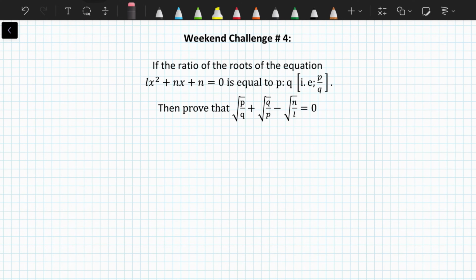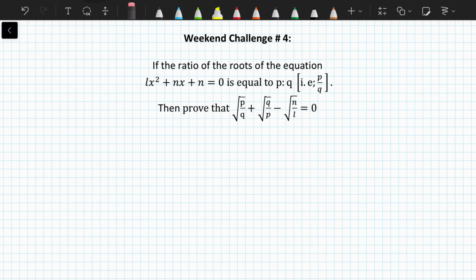It's weekend challenge number 4. The equation lx² + nx + n = 0 is given to you. The roots ratio is p to q, or p over q. Then prove that this relation: square root of p over q plus square root of q over p minus square root of n over l is equal to 0.